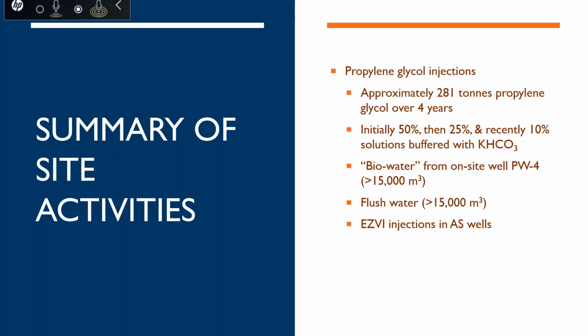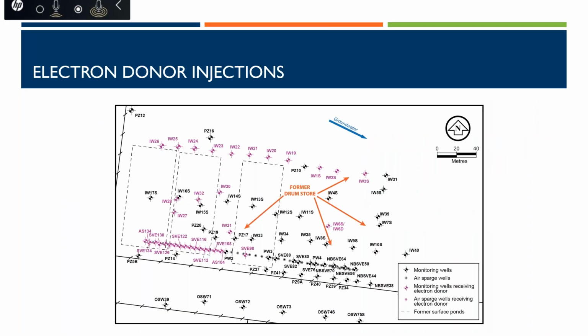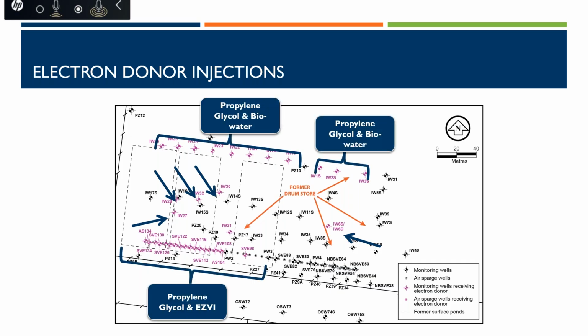One injection event also included emulsified vegetable oil and zero-valent iron injected in the air sparge wells along the southern edge of the source area. The propylene glycol injections were carried out at select locations within the former surface ponds and former drum store. However, most were carried out on the perimeter along the upgradient edge of the source zone.